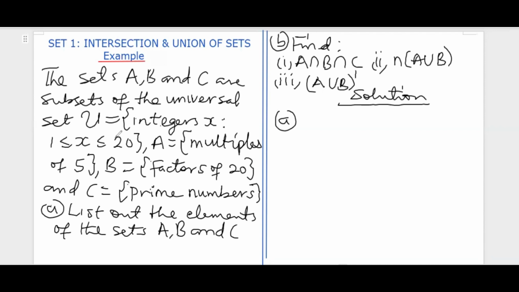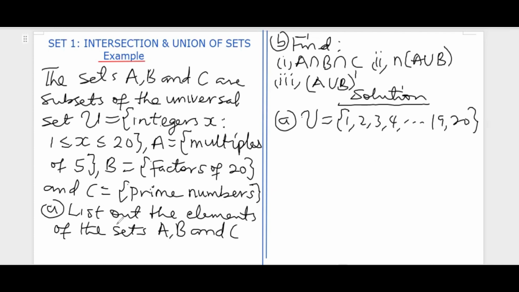So A, B, C. But first of all, it's good that we list out the elements of the universal set too, which is 1, 2, 3, 4, and so on, 19 up to 20. It is good that you write this special bracket for sets. It is compulsory. Don't write this. This is not acceptable in external examinations.